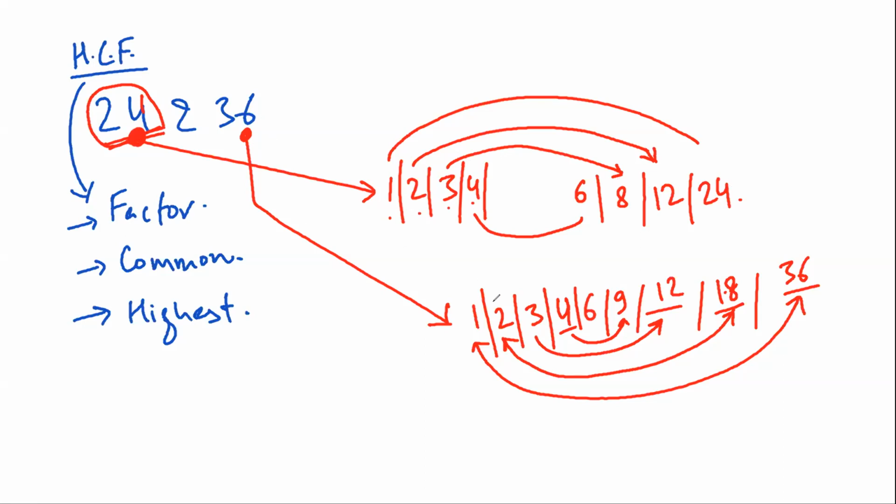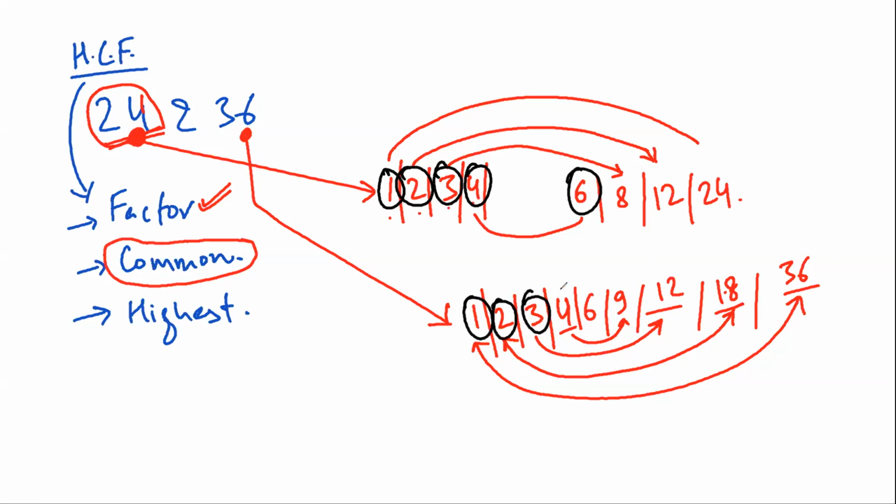and factors of 36 are all these? Now, see, all these are factors. Yes, sir. So, what are the common factors that you see? What are the common factors? So 1, 2, 3, 4, 6, 12. Any other? No, sir. Okay, so we have found the common factors also.